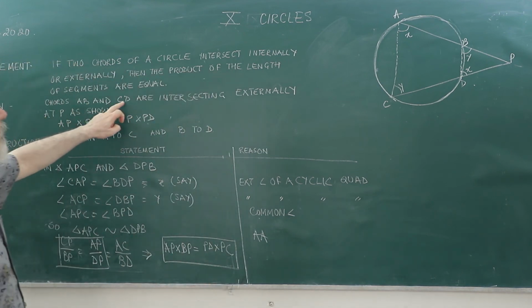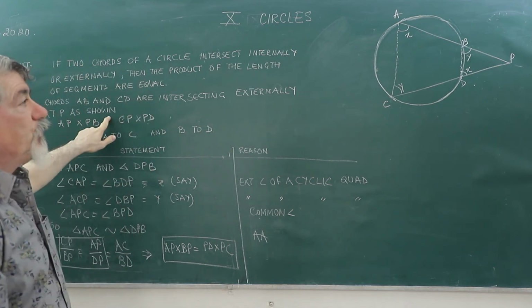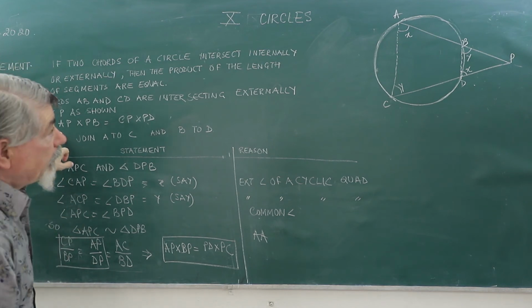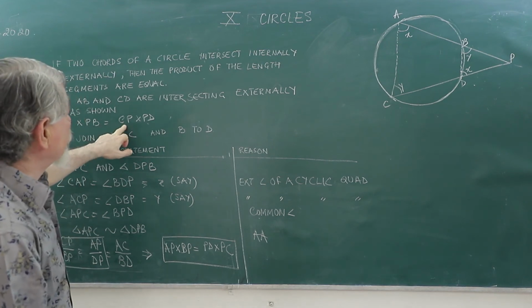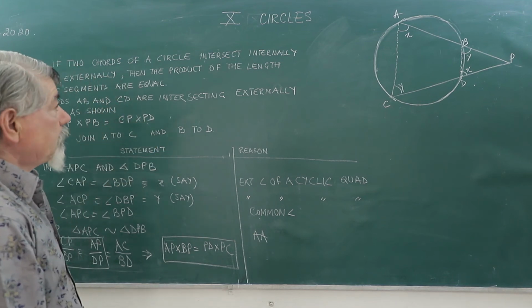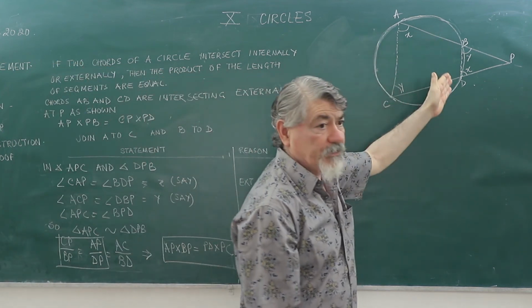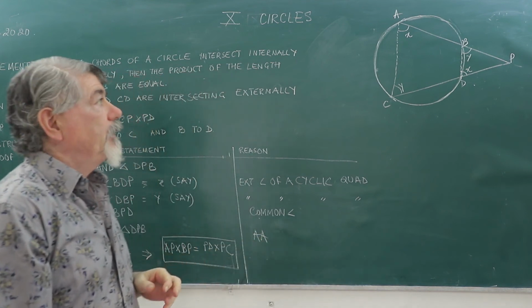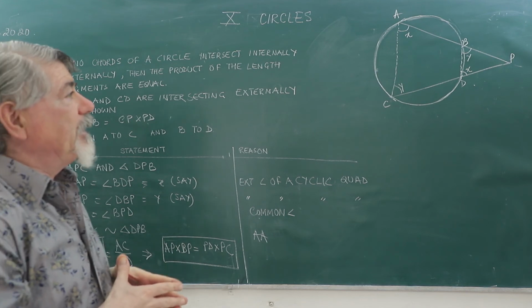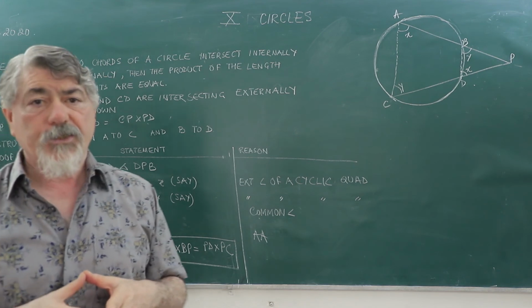Given as chord AB and CD are intersecting externally here at P as shown. We have to prove that AP into PB is equal to CP into PD. Now what we have done is join A to C, construction, join B to D. That is the construction part. We have joined A to C and B to D. And we will prove the triangle ACP and triangle BDP to be similar.